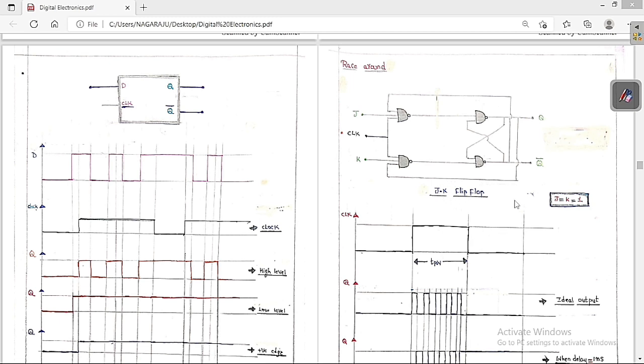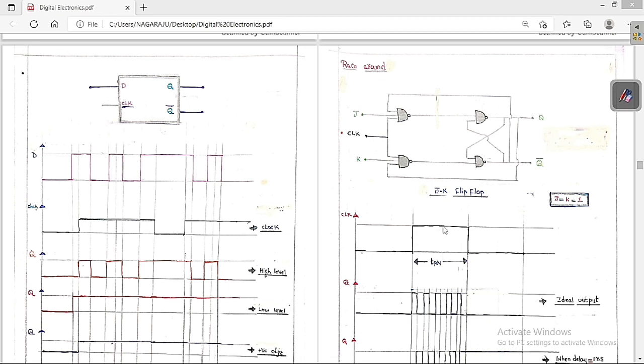So this is the JK flip flop. I am going to assume J is equal to K is equal to 1. This is the clock pulse. Whenever the clock is 1, it is active; when the clock is 0, it is in the memory state. So whatever the previous output was, we are going to get the same thing now.